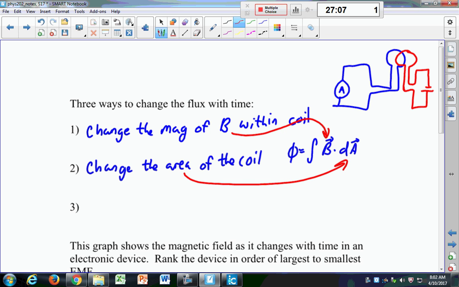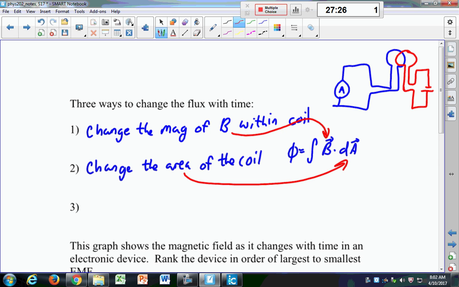It's not changing the magnitude of the magnetic field, although we'll see that with transformers that's sort of what we're doing. It's not by changing the area of the coil, just because that's not very practical to make your coil bigger, make it smaller, bigger, smaller. What's the most common way? And that's this third way.